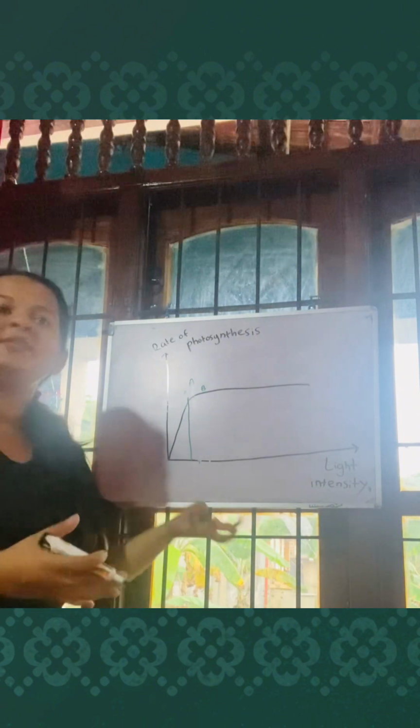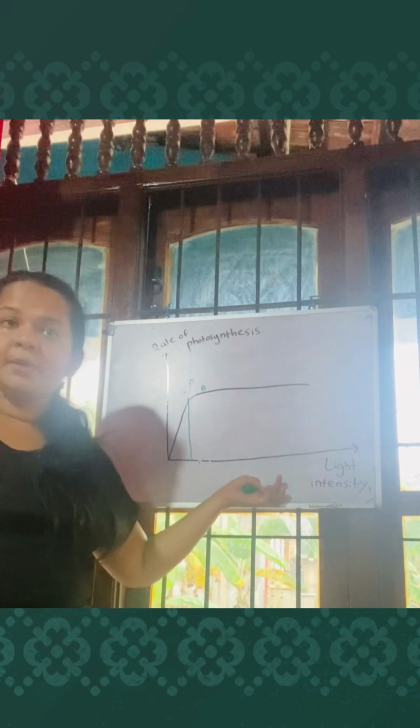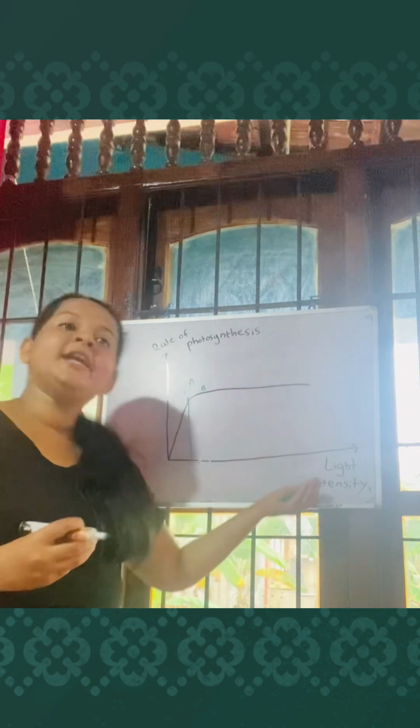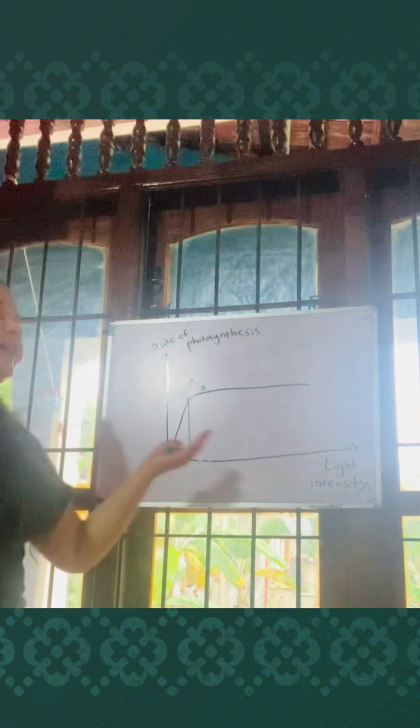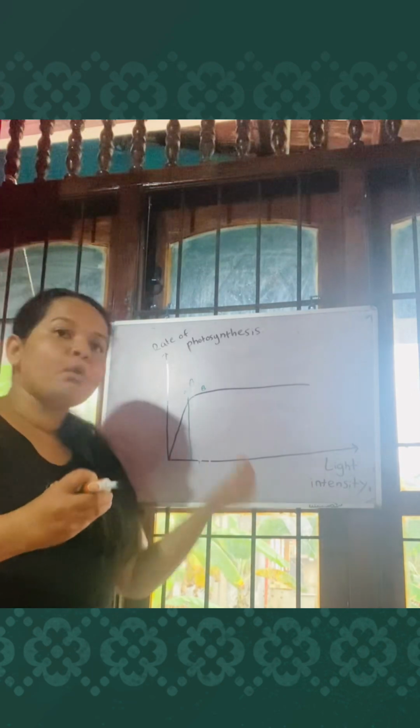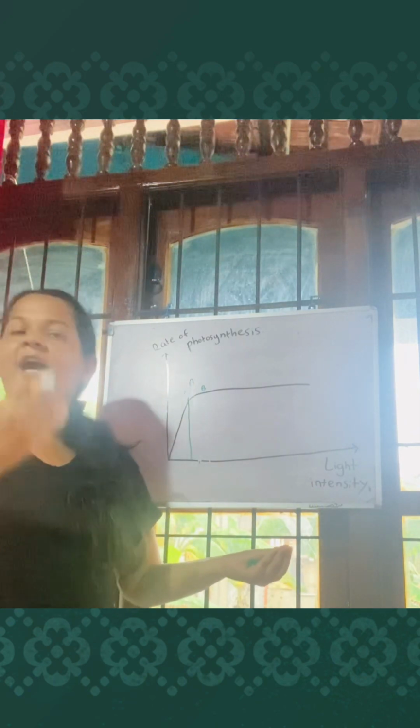That means up to region A, light intensity has acted as the limiting factor. Clear? After this region, any other factor has become the limiting factor, not light intensity. Understood? We don't know what is actually happening to the rate of photosynthesis because we are drawing the graph on the basis of light intensity, to see how photosynthesis changes according to light intensity.